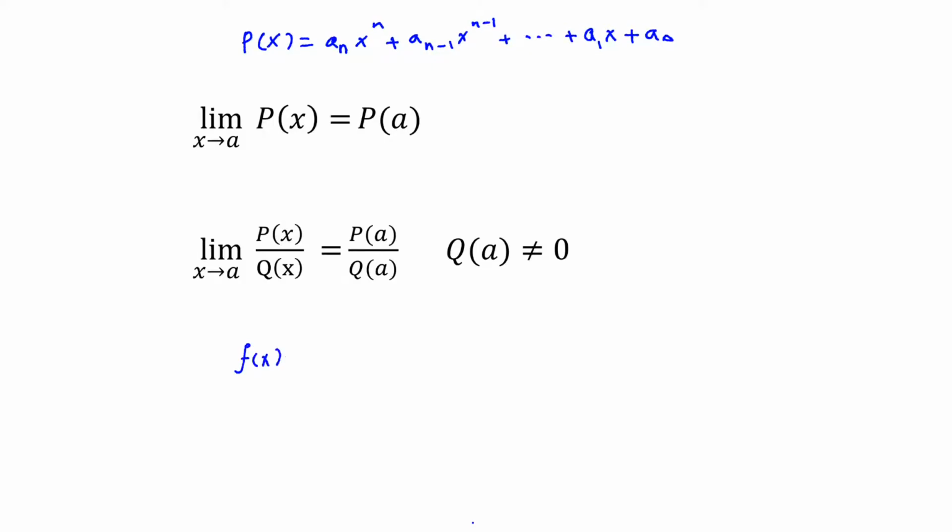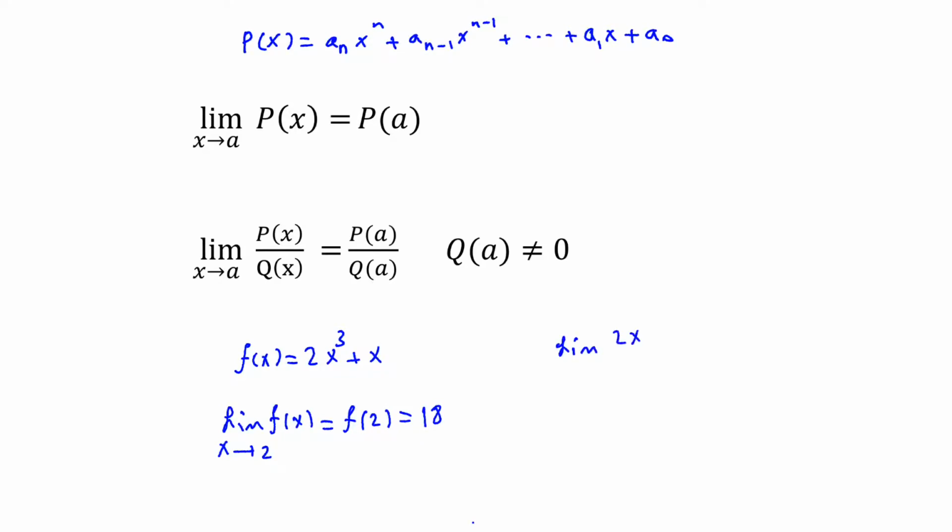Let's consider f(x) equals 2x^3 plus x. The limit of f(x) as x approaches 2 and f(2) are the same. f(2) is 2 times 2 to the power of 3, which is 16, plus 2, which is 18.